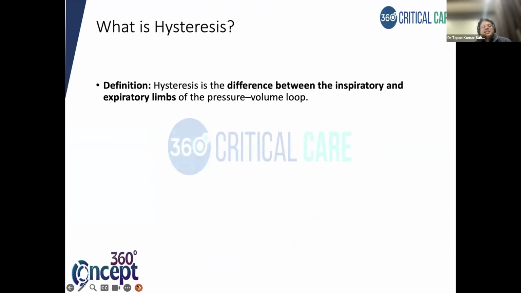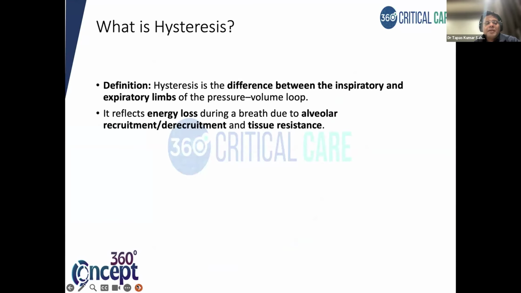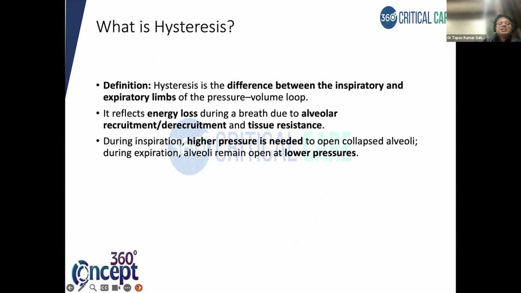Okay. Now, what is hysteresis? I have written in the middle of this loop hysteresis. The examiners are very fond of asking this question. So, hysteresis is the difference between inspiratory and expiratory limb of the pressure volume loop that I have shown you. It reflects the energy loss during a breath due to alveolar recruitment or de-recruitment and tissue resistance. So, it's all related to recruitment, de-recruitment and tissue resistance.